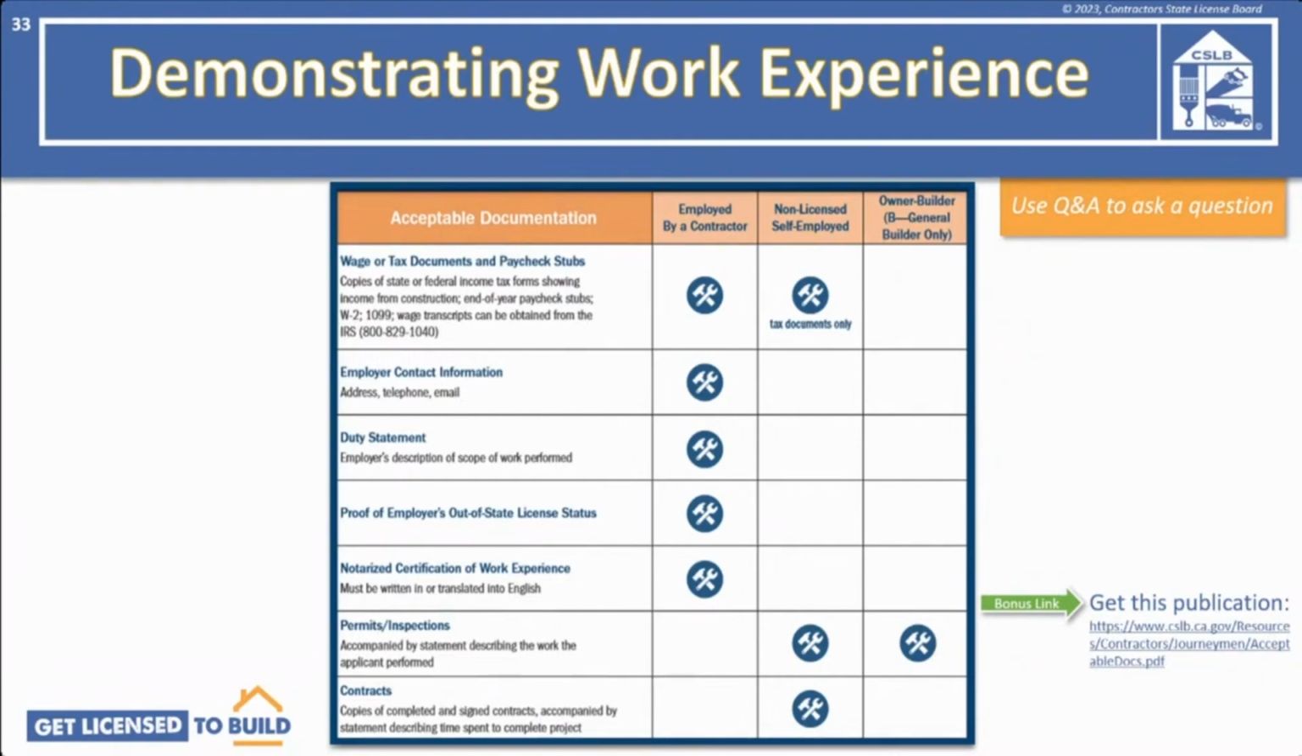On the lower right of the screen, you'll see a link to the publication on this website, along with additional information on experience documentation. If you look at the chart, you can see the first column is for documents you can use if you were employed by a licensed contractor. The second column is for documenting your experience if you've been self-employed. The third column is for documentation you will need if you are applying for a Class B general building contractor license and need to use owner-builder experience to meet the experience requirements.